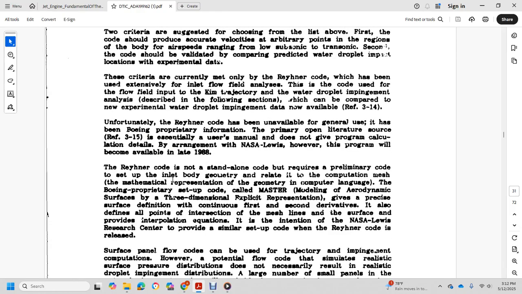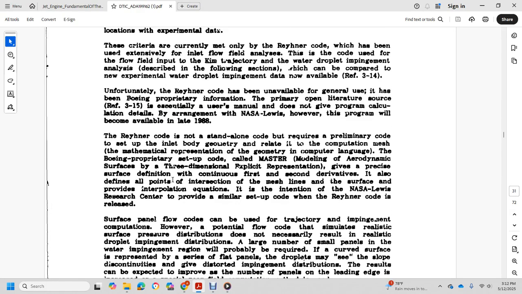The Rainier code is not a standalone code, but requires a primary code to set up the inlet body geometry, related to the computation method through a mathematical representation of geometry in computer language. This is a Boeing proprietary setup code, called the master modeling aerodynamic surface three-dimensional explicit representation, which gives a precise surface definition with continuous first and second derivatives. It also defines all the points of intersection of the mesh lines with the surface, using the provided interpolation equations. NASA Lewis Research Center intends to provide a similar setup code when the Rainier code is released.